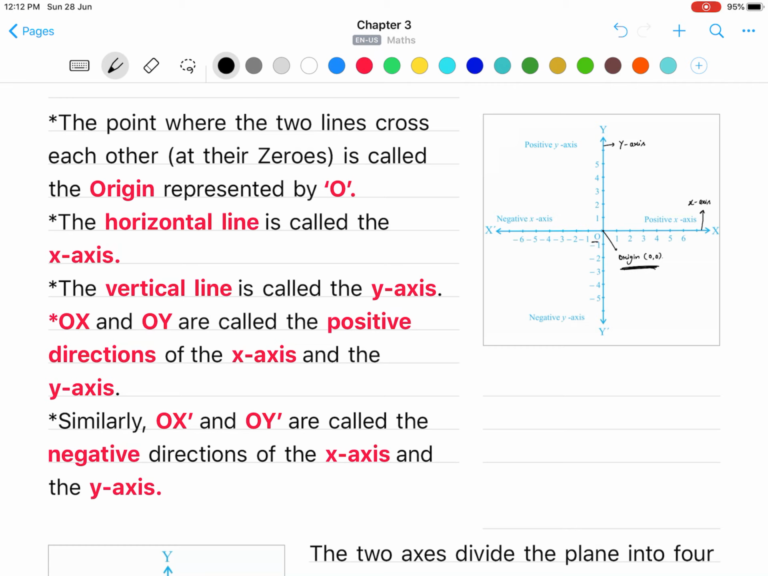Then we have the horizontal line, which is called the x-axis, written here. The vertical line is called the y-axis.